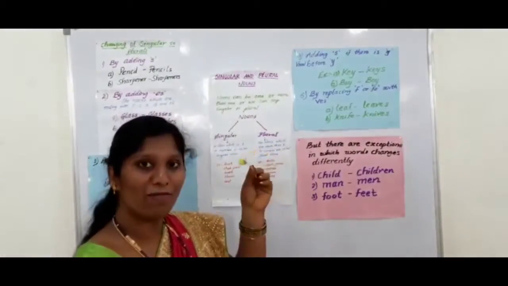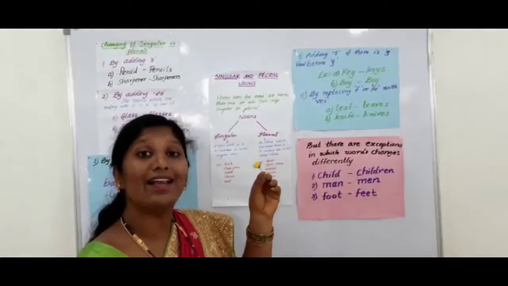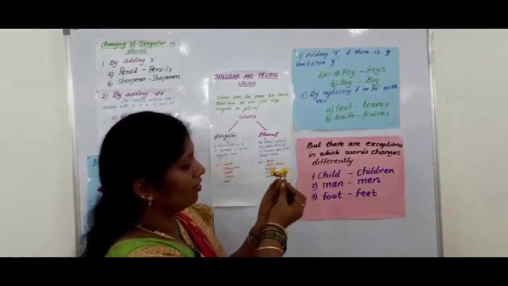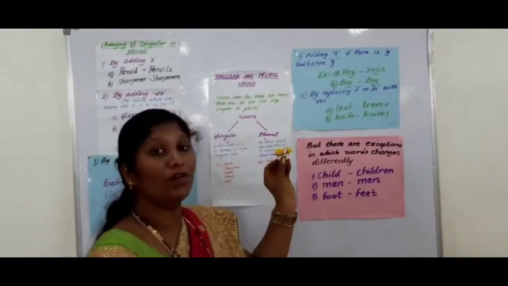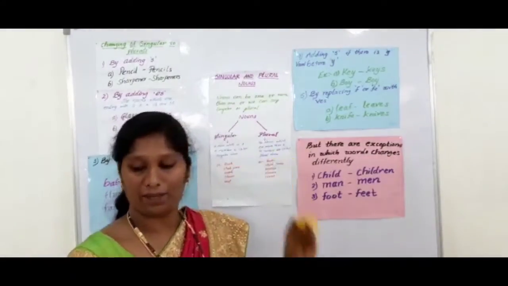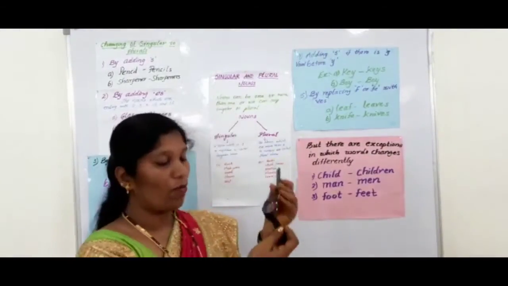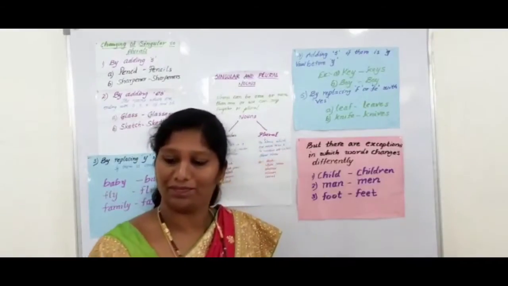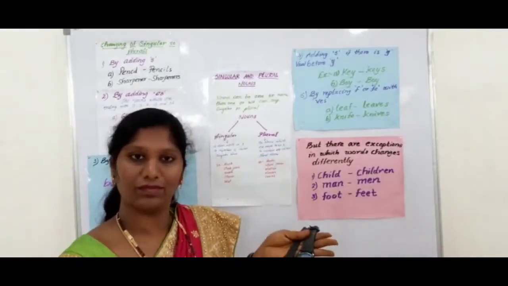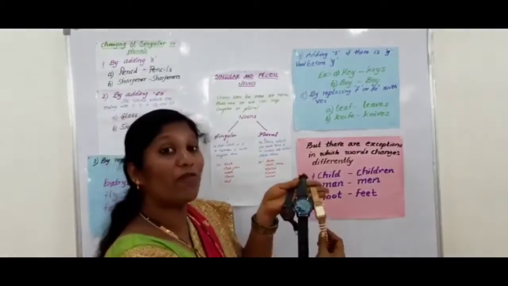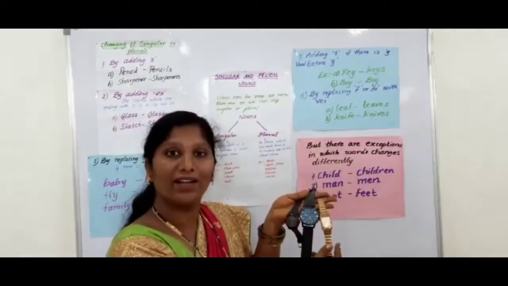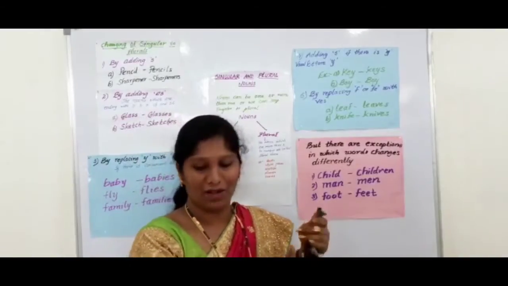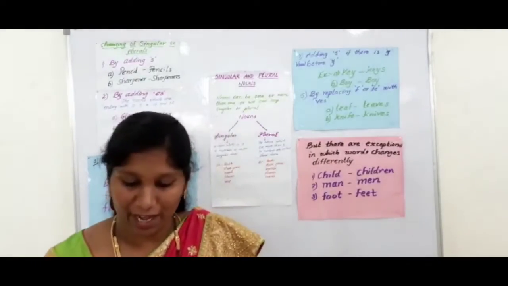I have taken one flower. So this is a singular noun. And more than one flower, this is plural. Okay, see, one watch. So this is a singular noun. 3 watches. They are more than one. So this is plural. Did you understand the difference? Okay. Now listen to me carefully, children.